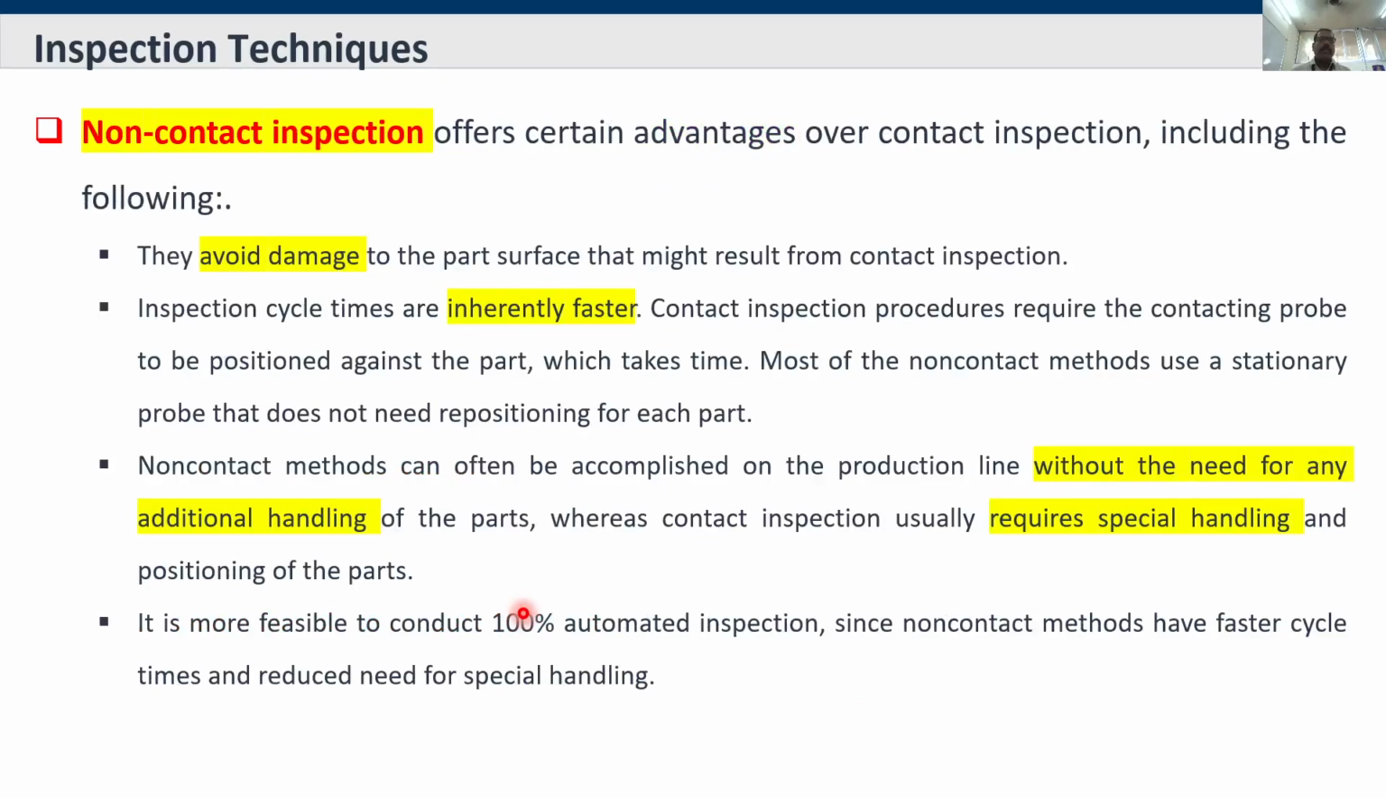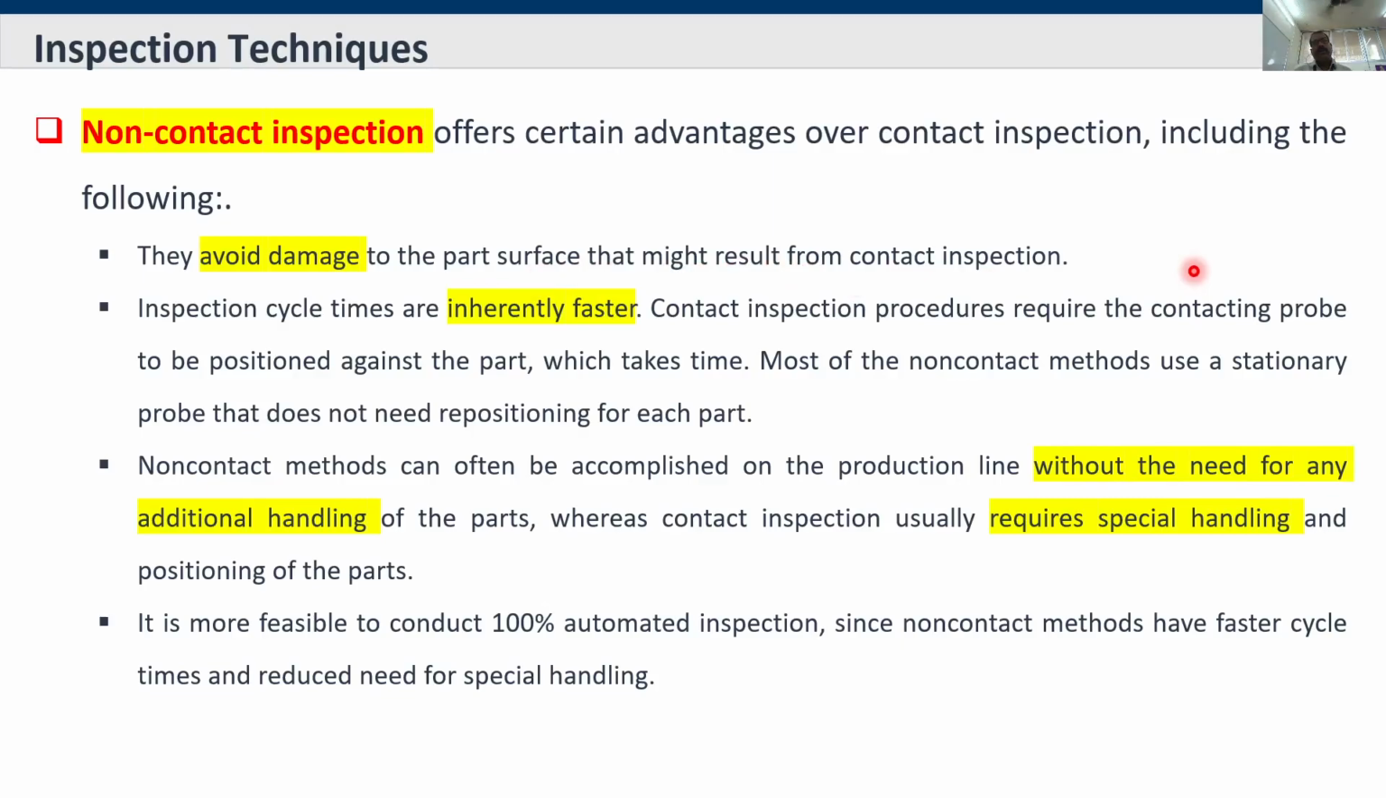Okay. So continuing with non-contact inspection, this will provide better advantages compared with contact type inspection. Directly we can't say that contact type inspection is poor compared with non-contact. No, non-contact inspection provides a few advantages comparatively, but contact inspection also has advantages compared with non-contact. This is just for explanation. You could understand from the explanation that non-contact type inspection could avoid damage to the part surface that might result from contact inspection.